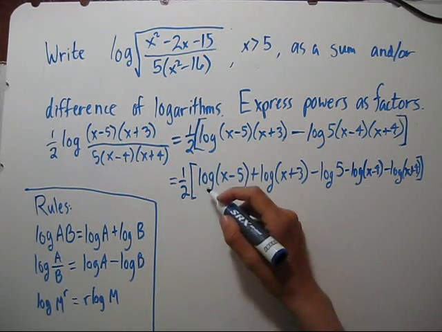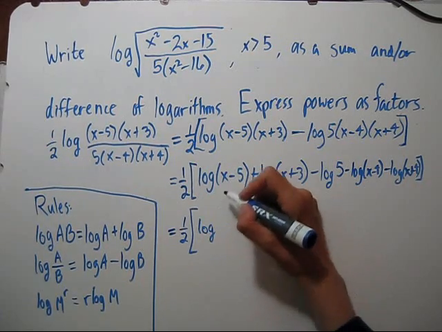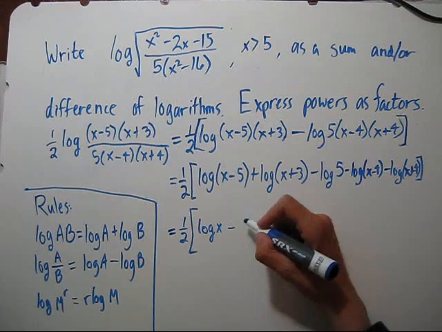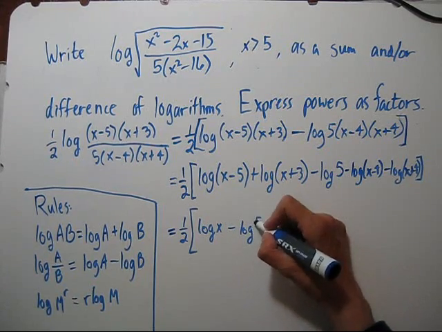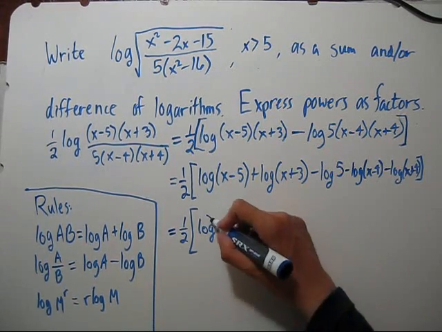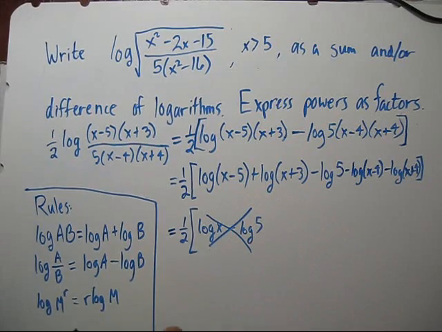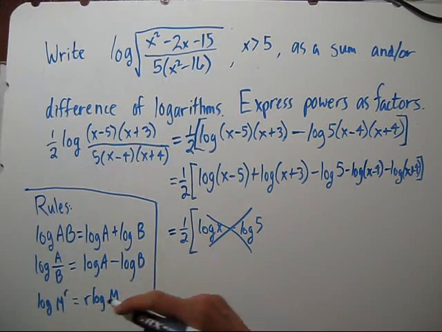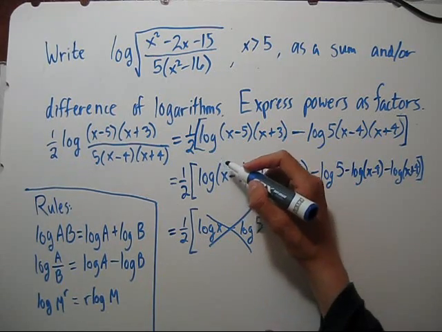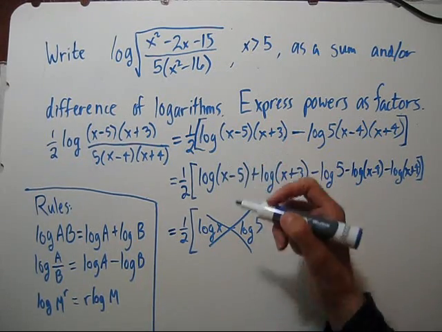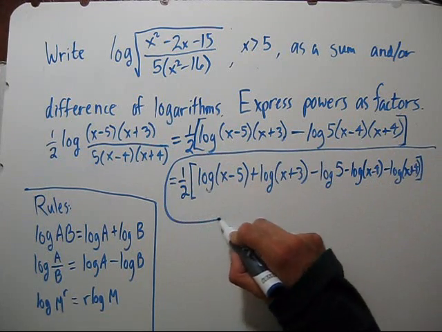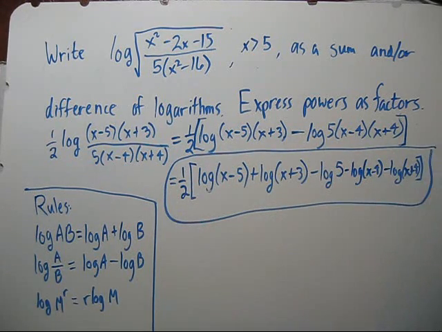Suppose I want to go further and do this. Take log of x minus 5 and make that log of x minus log of 5. Okay, that is incorrect. Our rule, we just have a product or division. There's no rule that if we have log of a minus b, we can break that up. So this is our answer, and you can distribute the 1/2 through if you like.